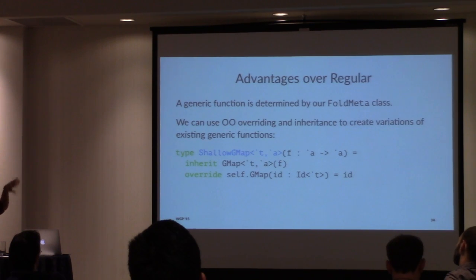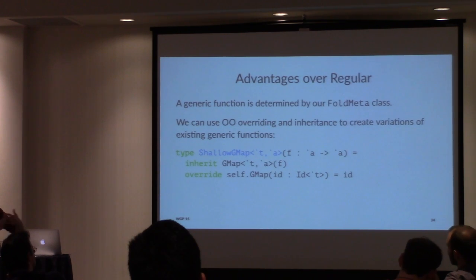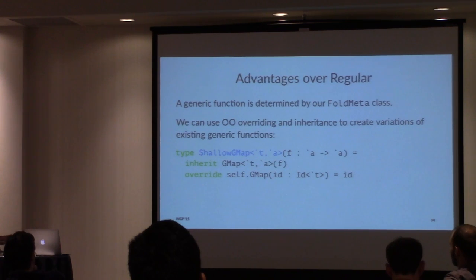So then there are some advantages, I think, over approaches like regular. We've made the definition of a generic function manifest, right? We just have a class, and we can inspect this class and manipulate it and do interesting things with it. So, for example, suppose we want to have a shallow version of the gmap function, which doesn't do much recursion. It just applies the map one level deep. We can do this by taking our existing definition and just overriding the function we have there, which handles the recursion. And instead of making a recursive gmap call, we now just return the identity. And this is actually something which is really hard to do in most generic libraries in Haskell, because they typically piggyback on things like classes, which are not first class in Haskell.